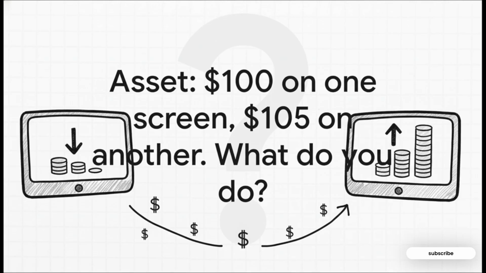Imagine you're sitting at your desk and you've got two screens up. On one screen, a stock is trading for $100. On the other, the very same stock is listed at $105. What's the first thing that pops into your head? It's buy low, sell high, right? Of course it is. Well, that simple gut reaction, that's the absolute core of what arbitrage is all about.